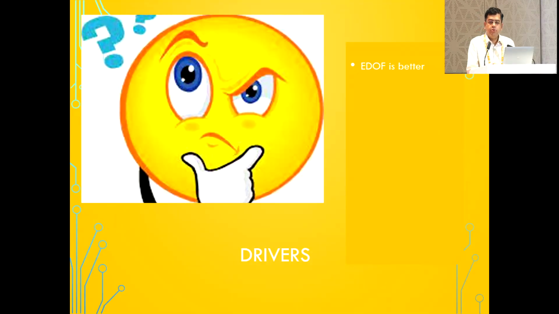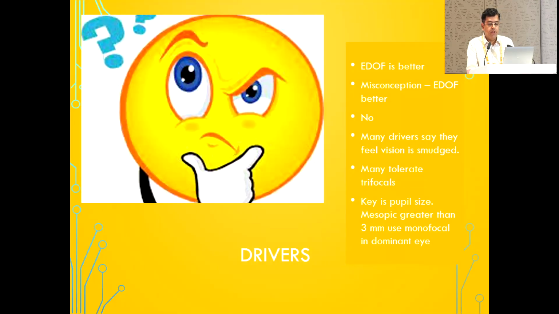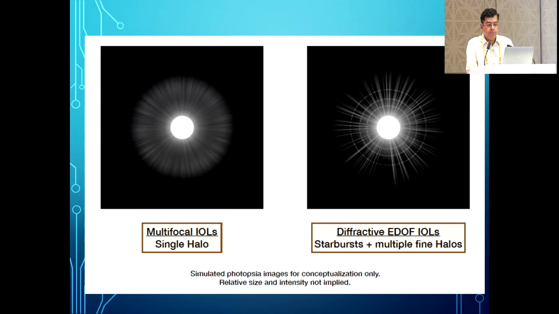And then when we come to drivers, we always think that EDOF is better. It is a misconception. EDOF is not better. We have to be very selective in EDOF. Many drivers and many patients feel the distance vision is blurred if you use an EDOF lens. So the key is pupil size. It is a mesopic pupil size of 3 millimeter. You can have more than 3 millimeter.